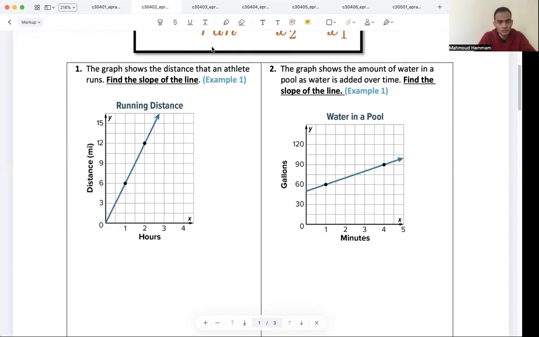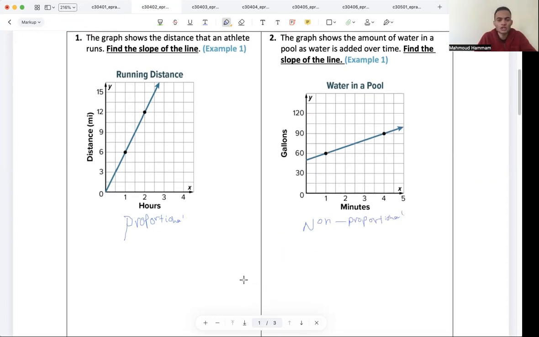The first one here is proportional, okay? But the second one, does it start from the origin? No. So we can say this is non-proportional.